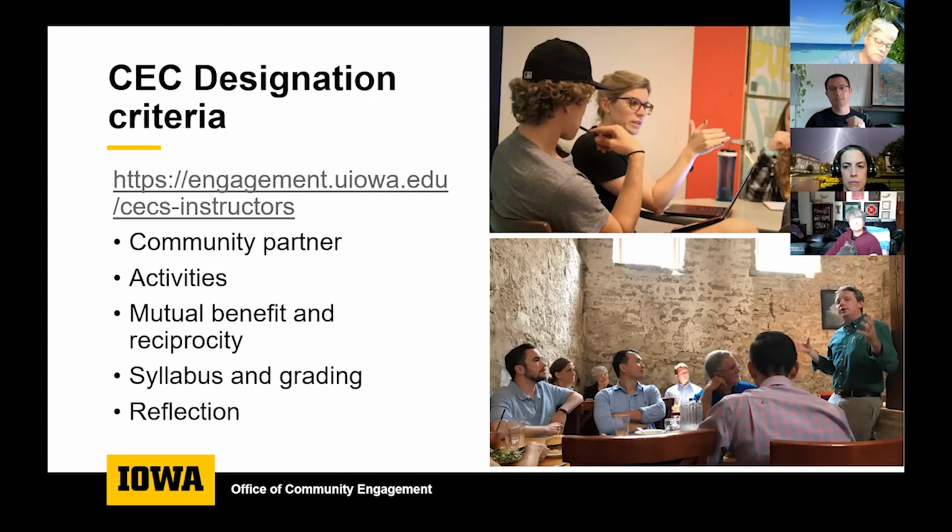Oftentimes, these reflective pieces might actually specifically relate to another assignment in the course. So they might ask a student to reflect on previous assignments that they did in the class. Maybe there are even assignments that weren't specifically related to the community engagement component, but it asks the student to bring in that knowledge that they learned to try to reflect on how it is related to their community engagement project. So these are the 5 criteria that we look at.